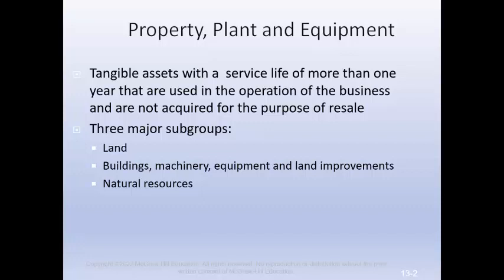The three major subgroups of such assets are generally recognized as land, such as property used in the operation of the business, which has the significant characteristic of not being subject to depreciation; buildings, machinery, equipment, and land improvements such as fences and parking lots, which have limited service lives and are subject to depreciation; and natural resources, also called wasting assets, such as oil wells, coal mines, and tracts of timber that are subject to depletion as the natural resources are extracted or removed.